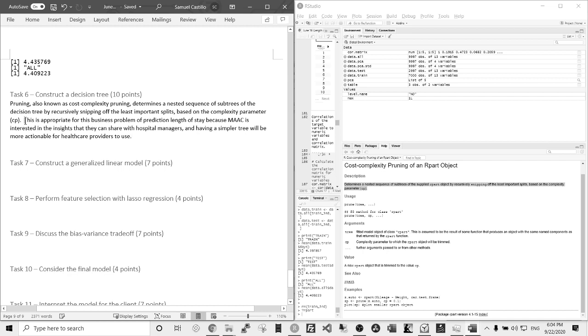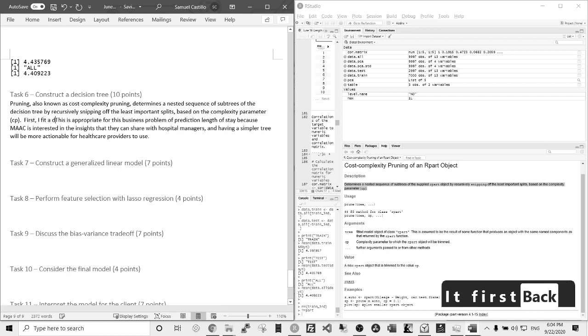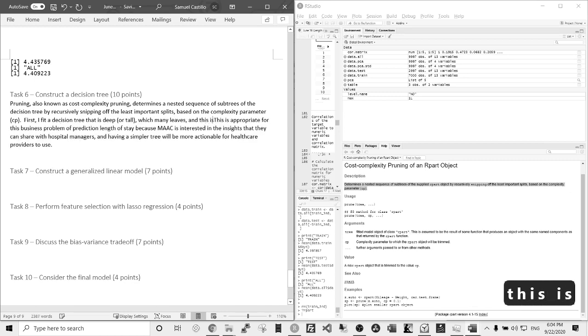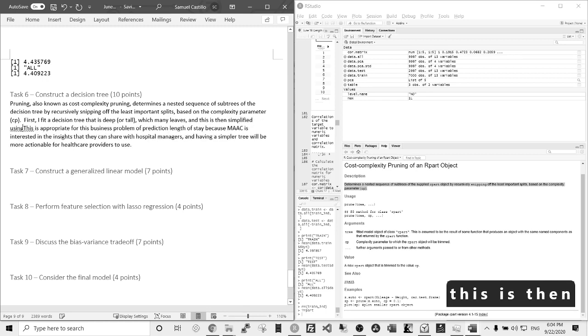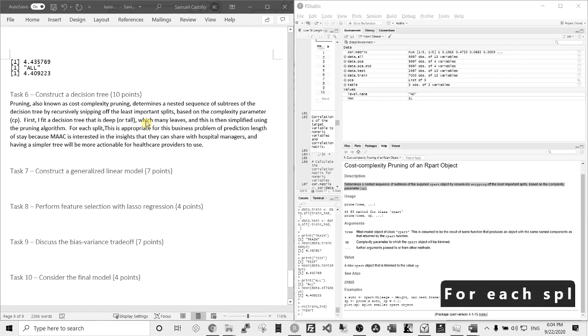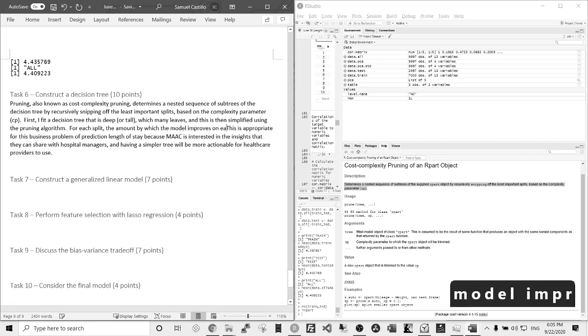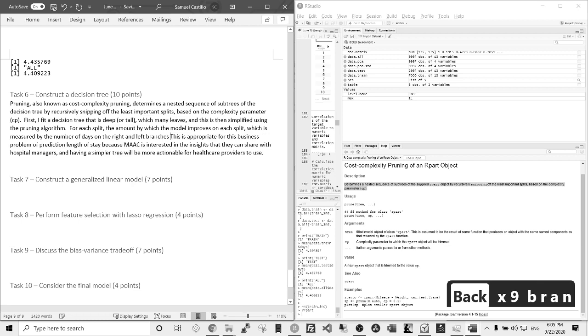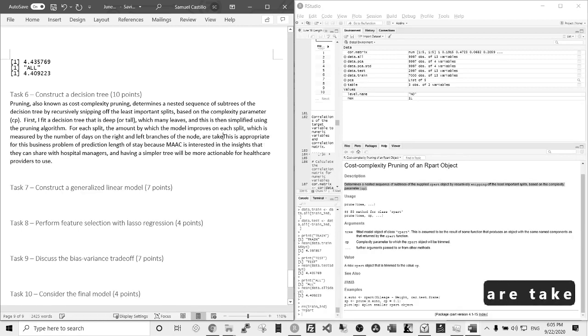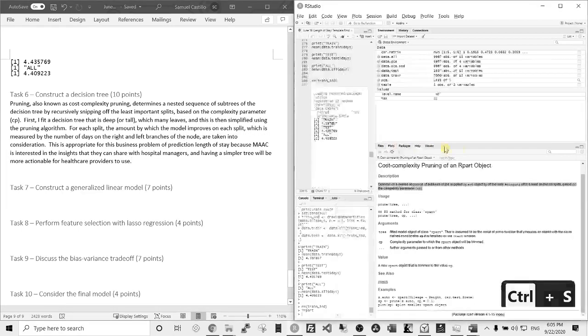So you could say, like, first I fit a decision tree that is deep or tall with many leaves, and this is then simplified using the pruning algorithm. For each split in the tree, the amount by which the model improves on each split, which is measured by the number of days on the right and left branches of the node, are taken into consideration. And let's run the code to do that.